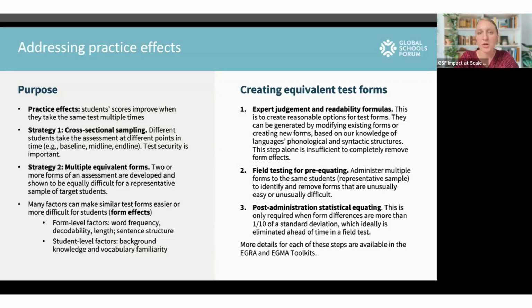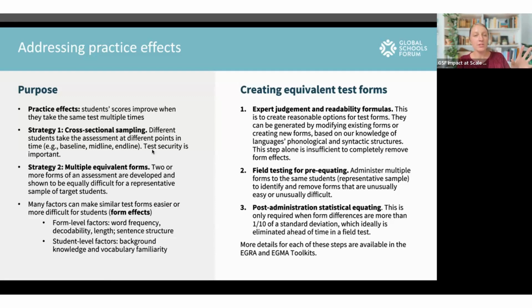Another option is to create multiple equivalent forms of a test. You need to demonstrate that these forms are equally difficult for a representative sample of target students. Typically, this process would start with expert judgment, maybe supplemented with readability formulas, to create test forms that look and seem similar. That should be based on what you know about the language's phonological structures and syntactic structures. So really bringing in everything you know about the language and about the students to try to make these as equivalent as possible. But even after doing that, you can still end up with form effects.